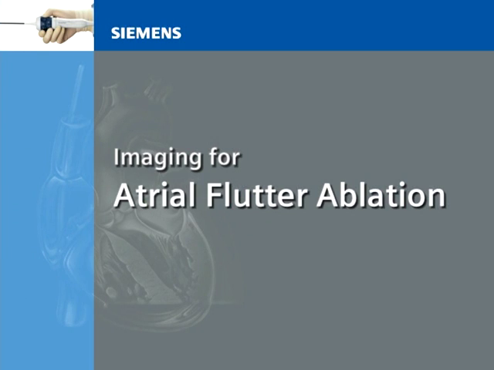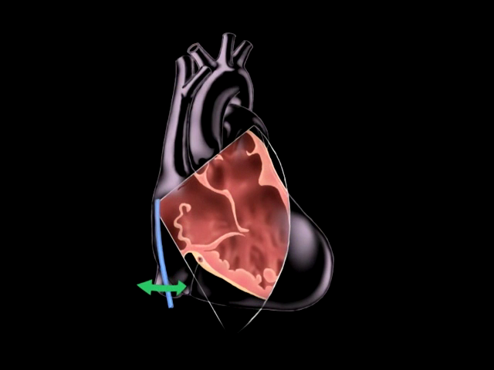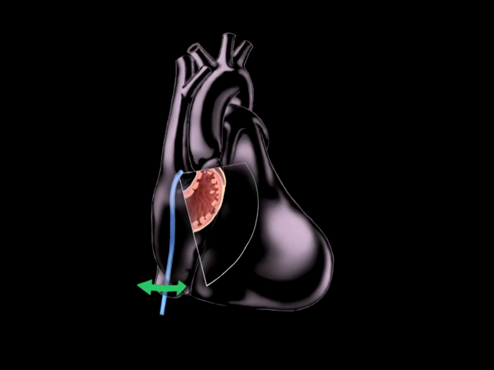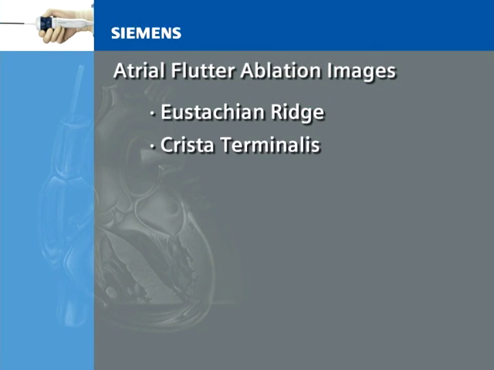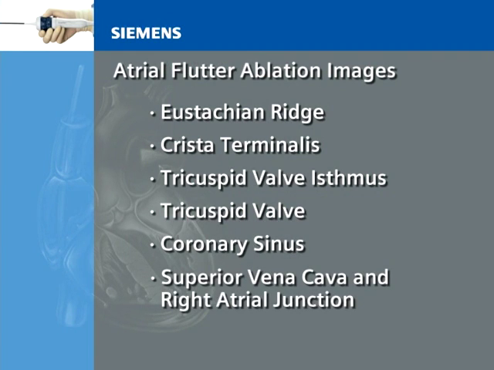Imaging for atrial flutter ablation. By manipulating the catheter in the right atrium, the following routine images can be visualized for atrial flutter ablation: eustachian ridge, crista terminalis, tricuspid valve isthmus, tricuspid valve, coronary sinus, superior vena cava, and right atrial junction.